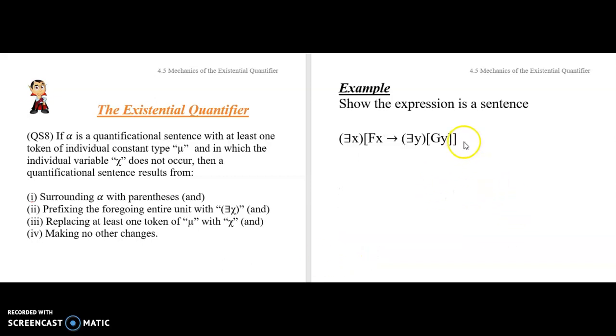Let's try a more complex one. So try this sentence here, which is pretty sophisticated. We did an example like it in 4.3 with the universal quantifier. But go ahead and see if you can demonstrate that this expression is in fact a sentence following our rules. Pause now.